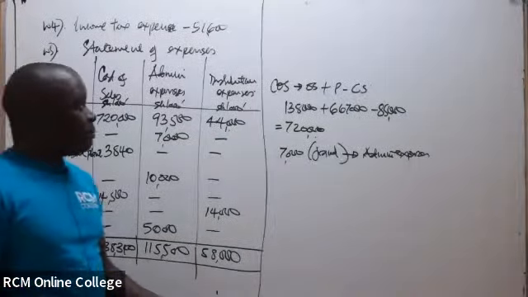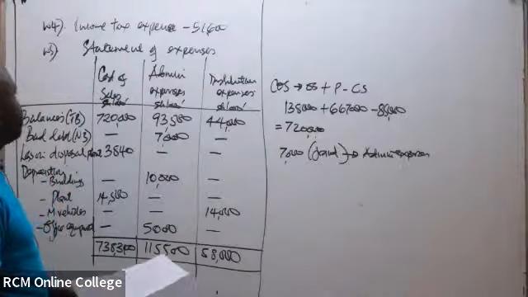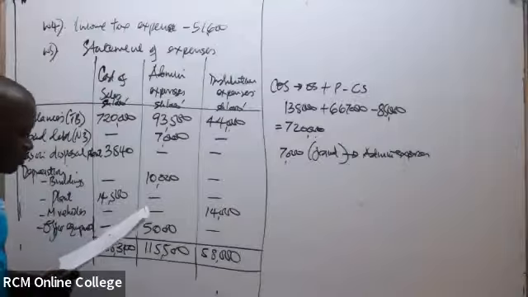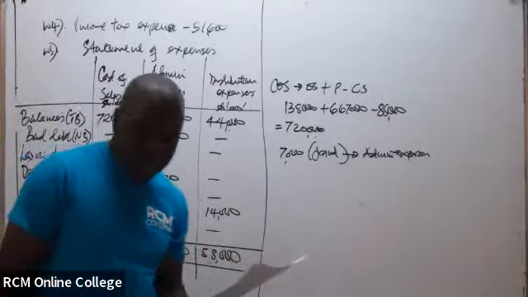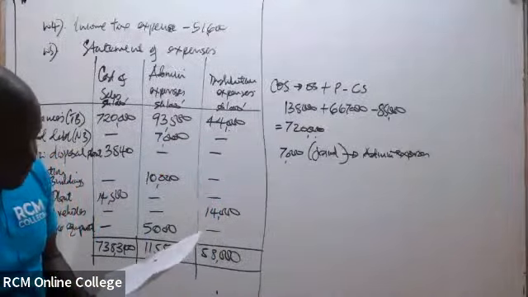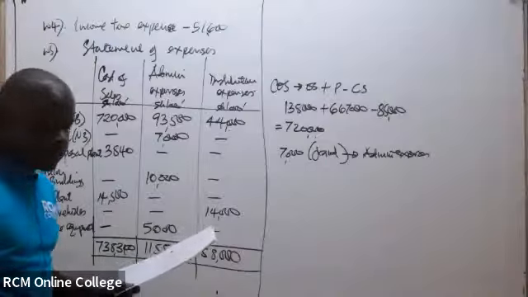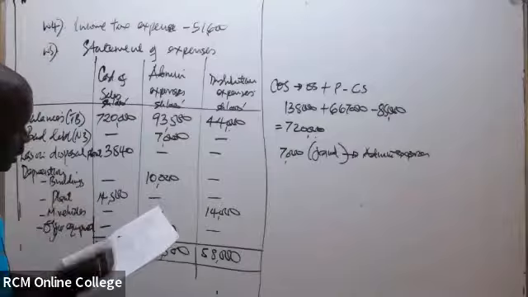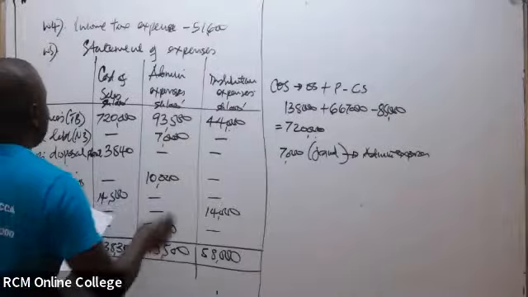So that actually becomes our statement of expenses. So once you have the statement of expenses, you can now prepare your statement of profit or loss. You can now prepare your statement of profit or loss. So BD Limited, statement of profit or loss.